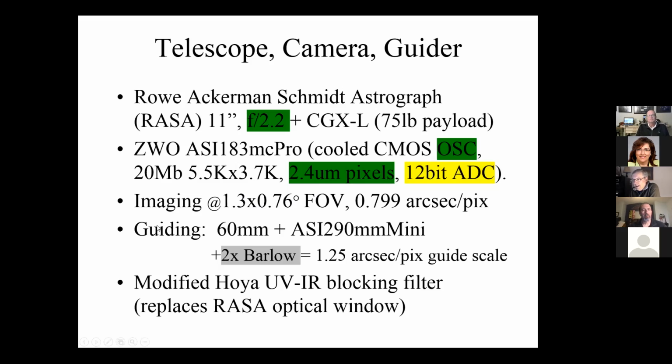My guider is nothing special. I put a 2x Barlow in there so that I could keep the guide scale a little bit closer to the plate scale of the imaging system. And then another thing I did was I replaced the RASA optical window, which is a clear glass window, with a modified Hoya UV IR filter. And I'll explain that in just a moment.